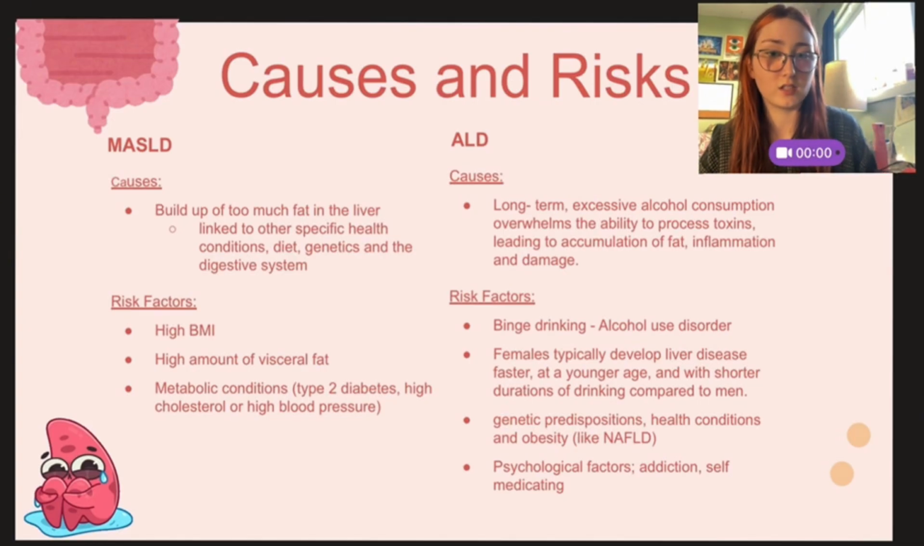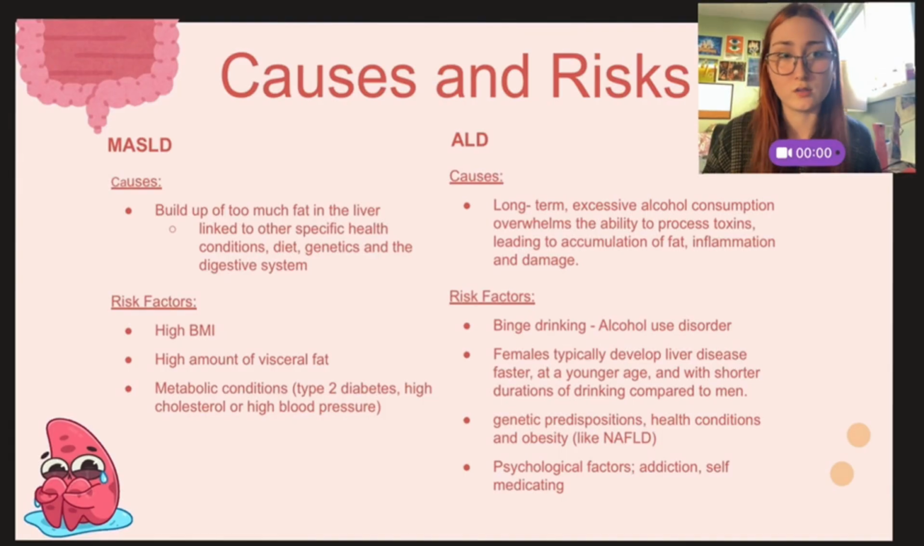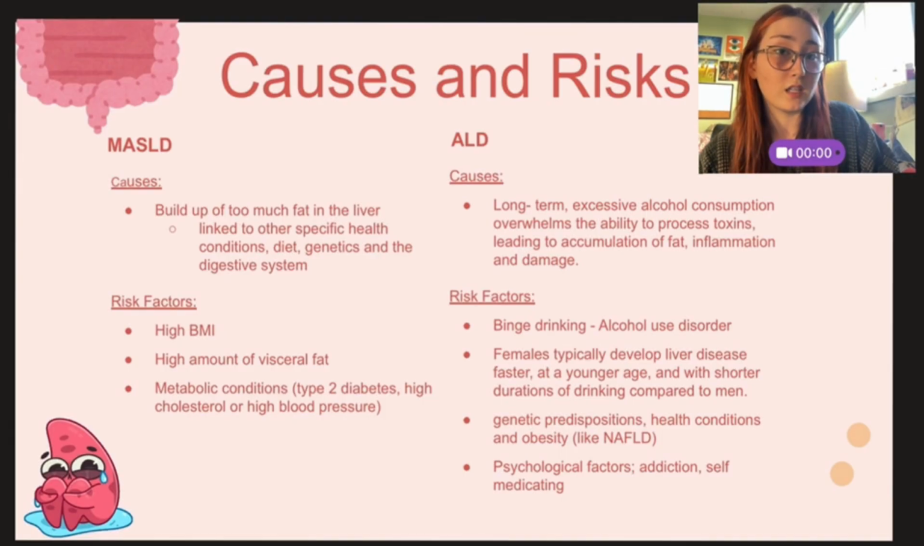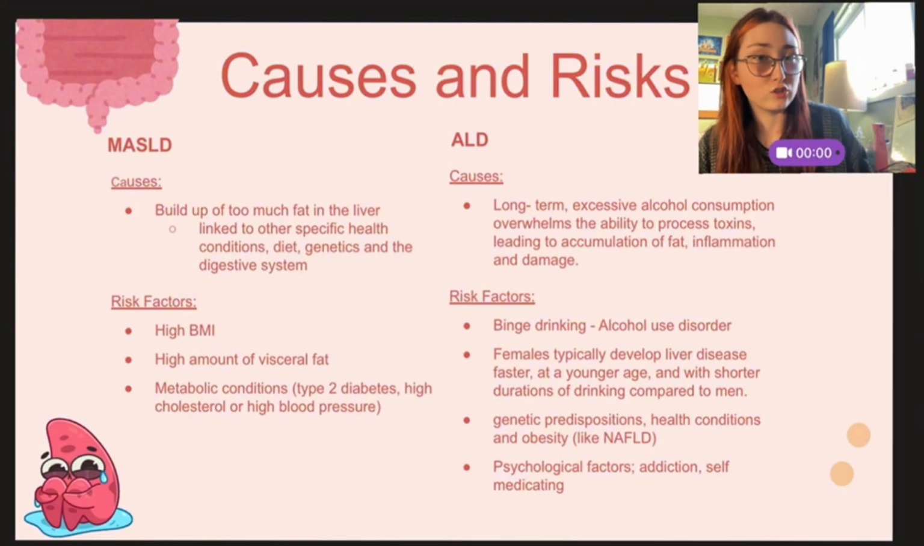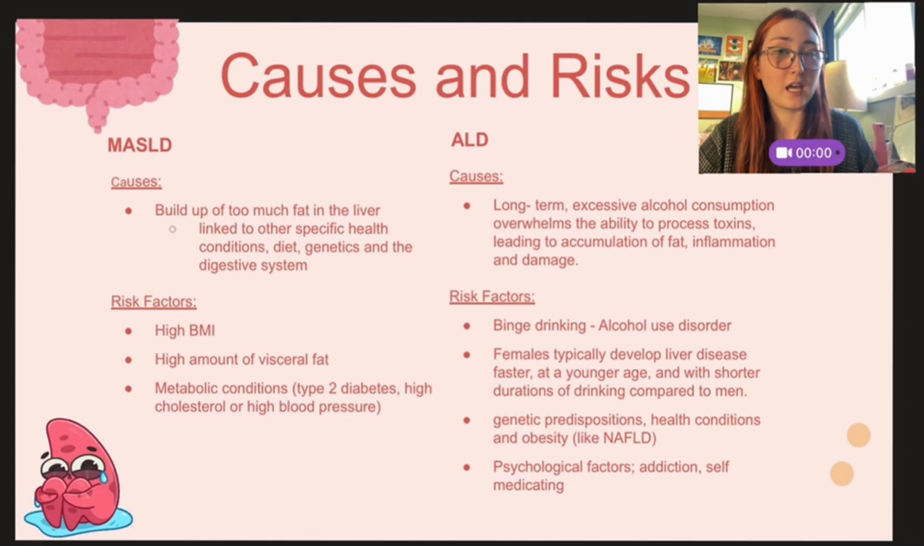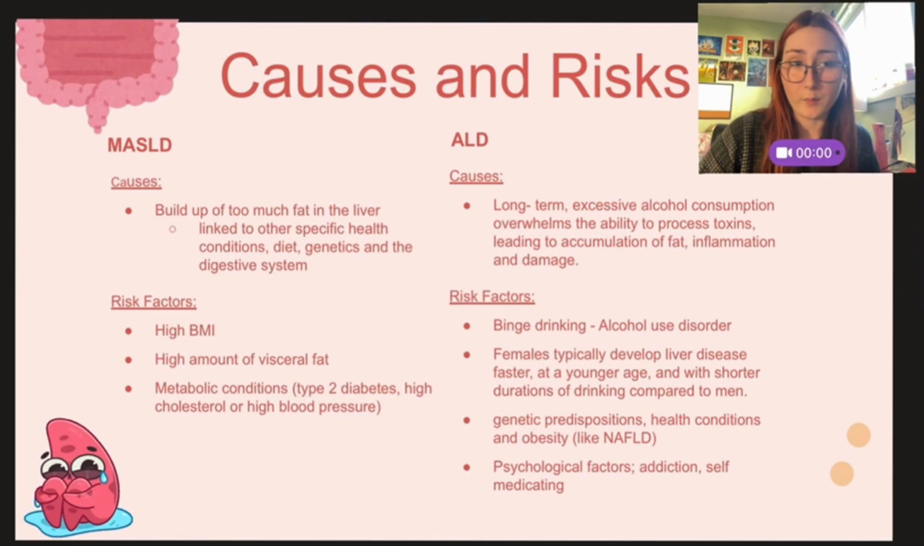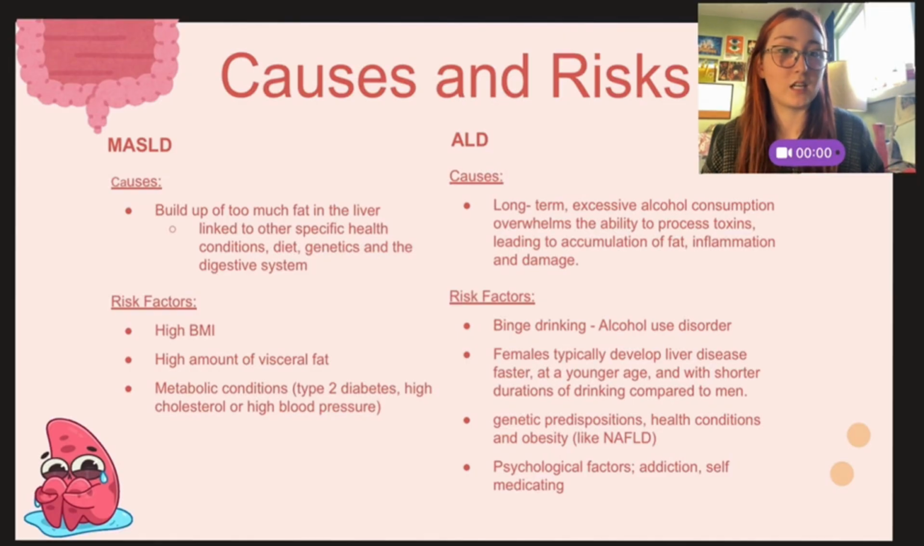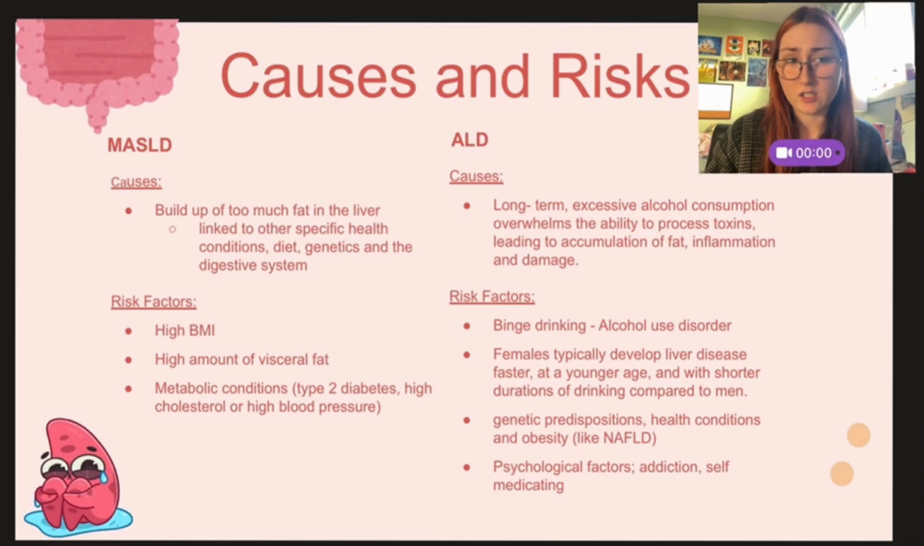So the main risk factors are, of course, binge drinking and alcohol use disorder. So as of 2023, the National Institute of Health classifies consuming more than 5 drinks a day or 15 drinks a week for men heavy alcohol use, and consuming more than 4 drinks a day or 8 drinks per week for women heavy alcohol use. So you can see by this lower standard for women that females can typically develop liver disease faster at a younger age and shorter duration compared to men, just due to the different fat compositions between the sexes.